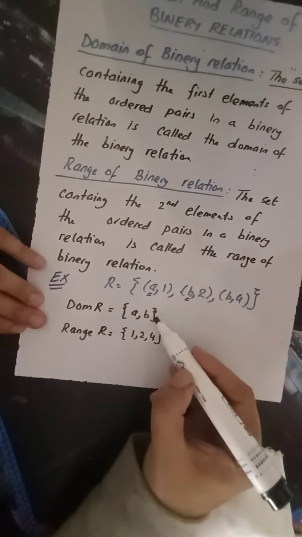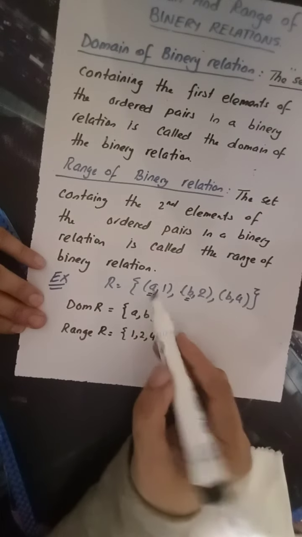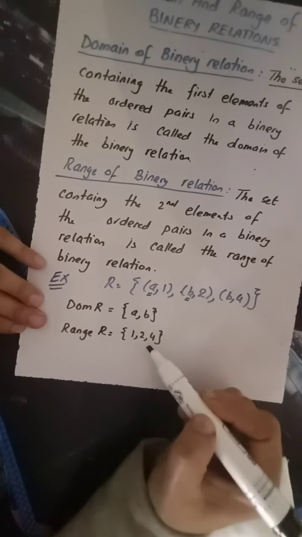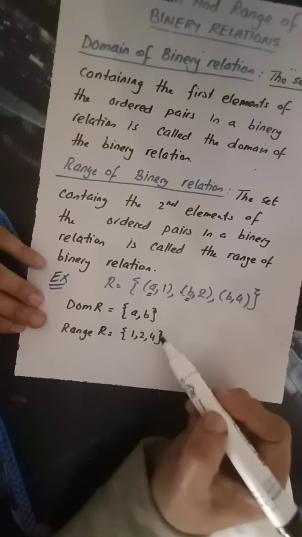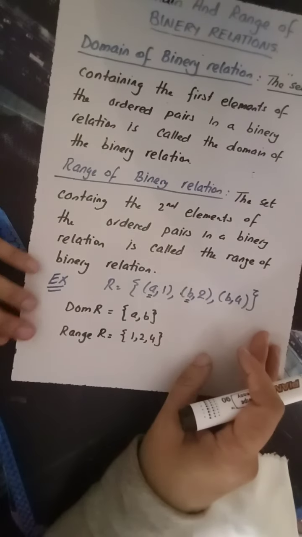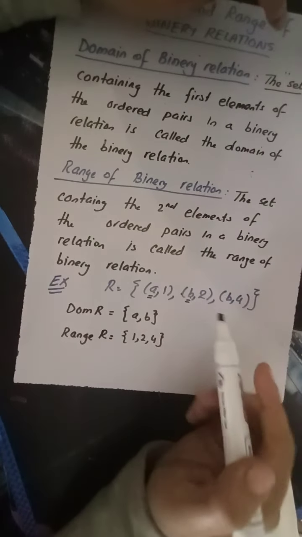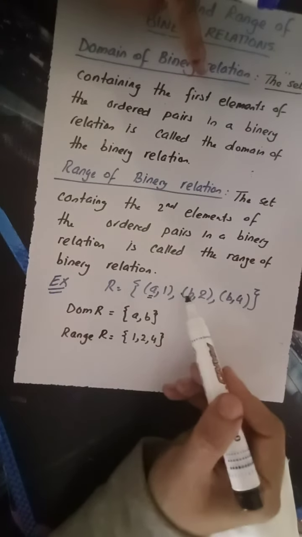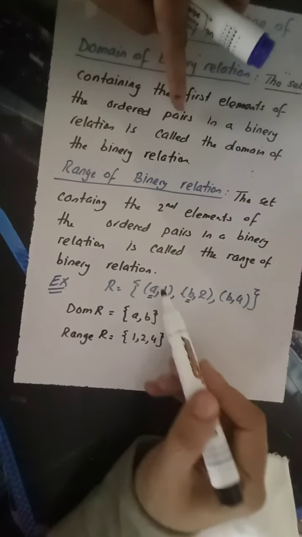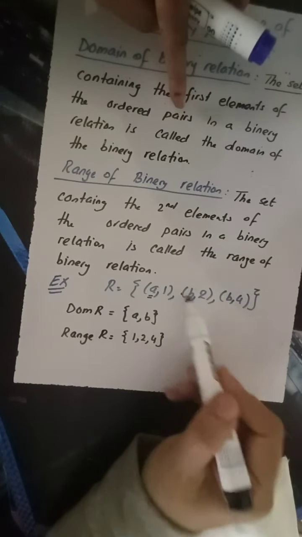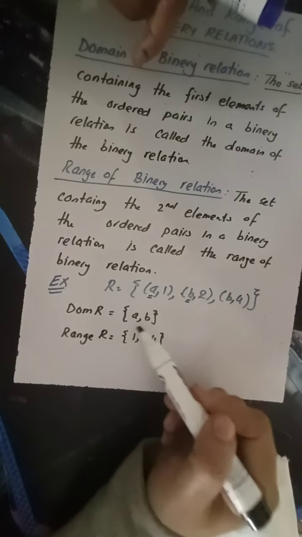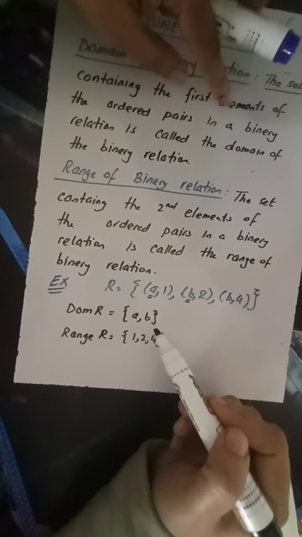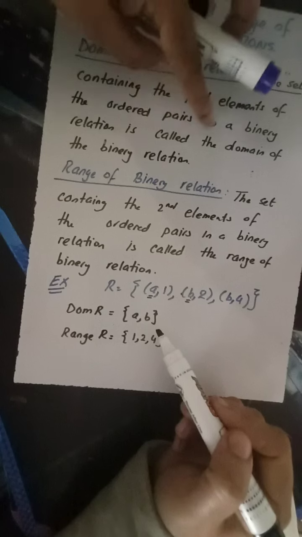So domain of R is the set containing the first elements of these ordered pairs, and this set is containing the second elements of the ordered pairs. So this is called the domain of the binary relation, and this is called the range of the binary relation. Once again, let us see the definition and we will understand it better now. This is the set containing the first elements of the ordered pairs. These are the ordered pairs: first ordered pair, second ordered pair, third ordered pair. So the set formed from the first elements of these ordered pairs is called the domain of the binary relation.